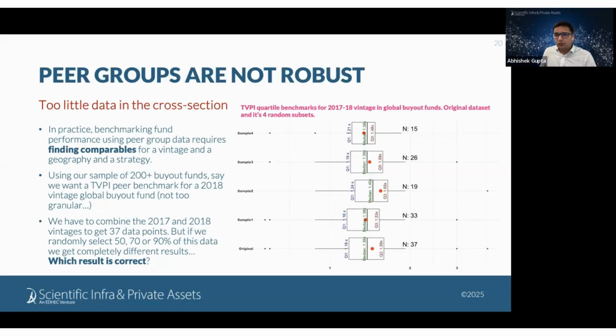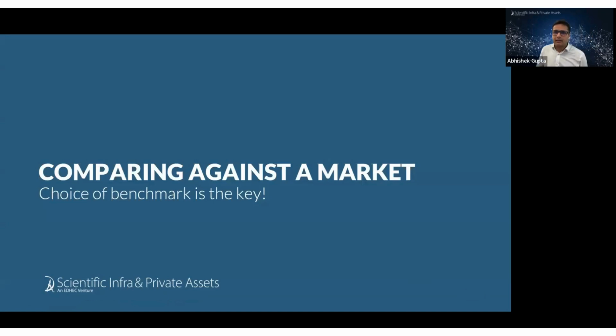In practice, if you were to do it with a lot of robustness, you will need hundreds of funds, which is not possible for any particular strategy. There is not enough data and it's difficult to get that data. And that's what makes it difficult to say objectively whether that fund is performing well or not without comparing against a market. And that is our second point in this webinar. How do you compare against a market and why the choice of benchmark is important?